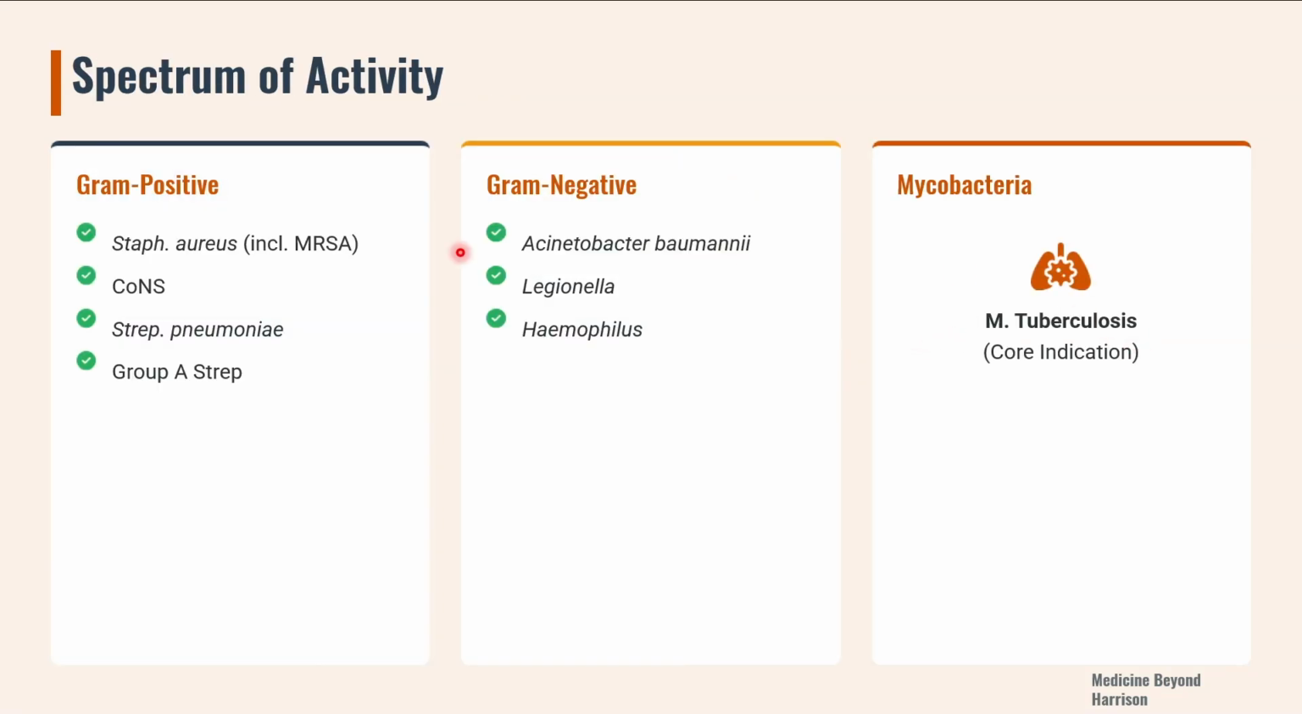Spectrum of activity: it has a wide spectrum of activity, but is not active against Enterobacteriaceae organisms. It is active against gram-negative Acinetobacter, Legionella, and Haemophilus. For gram-positives, it has a few niche activities against Staphylococcus aureus, including MRSA, coagulase-negative staph, Streptococcus pneumoniae, and group A Streptococcus. Again, mycobacteria are a core indication of rifampicin nowadays.